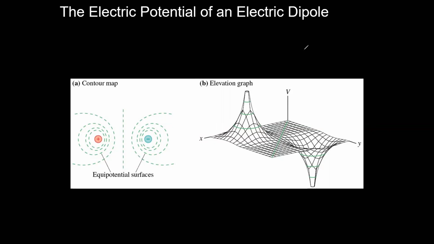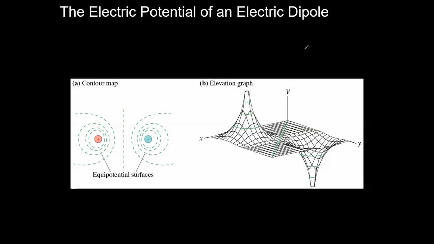And so you have a nice contour map here where the electric potential increases when it's near the positive charge, and decreases as it goes closer to the negative charge. So no matter where you're at on this graph, whatever equipotential surface you're on, the closer you get to the negative, the potential is going to be decreasing.